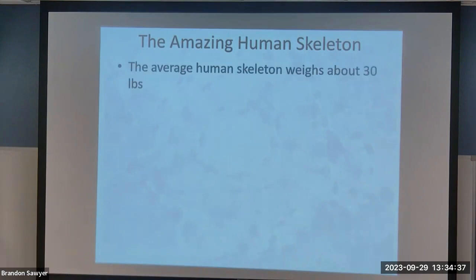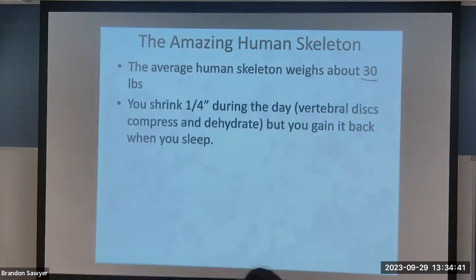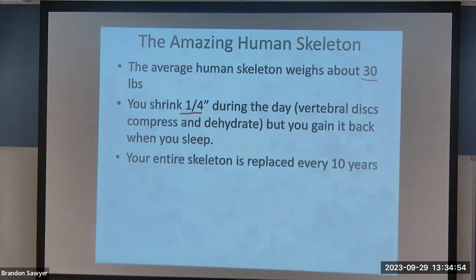The average human skeleton is about 30 pounds. Okay, so a good little chunk of our weight. Throughout the day, we shrink about a quarter of an inch because our vertebral discs kind of smash down and dehydrate. We've talked about those discs already. About every 10 years, we have a whole new skeleton.